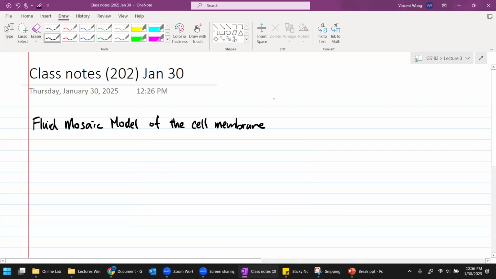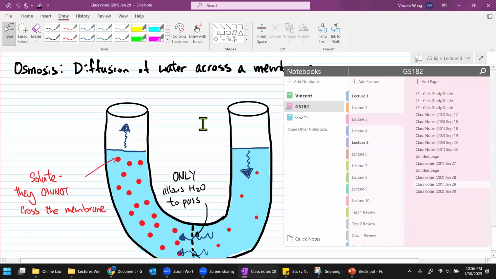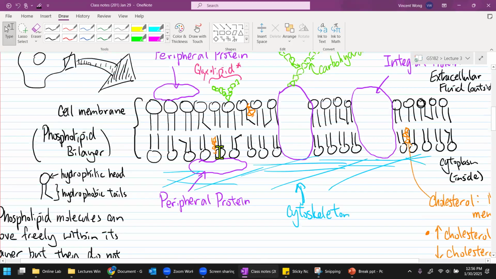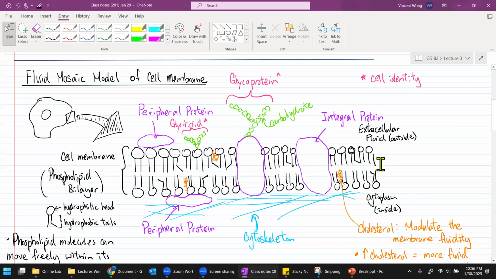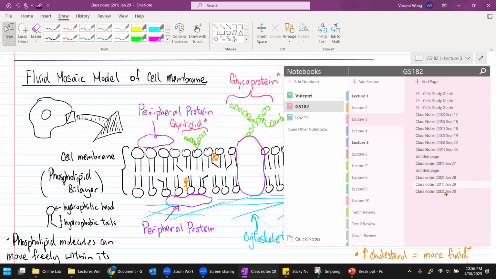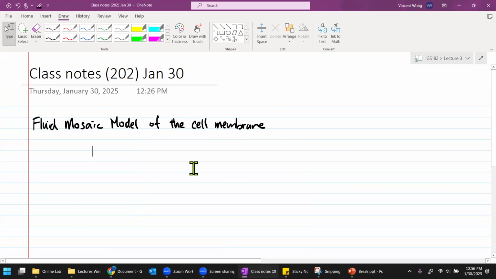Is it going to help if I show you the final product so you can plan ahead? There, this is what we're drawing. Right there. That's not terrible. It's better than last time. Fluid mosaic model of the cell membrane.